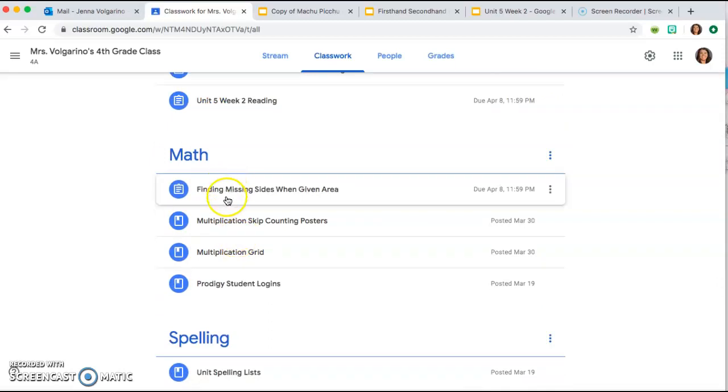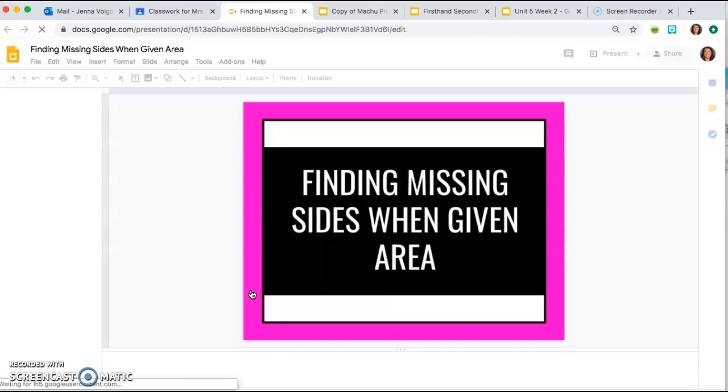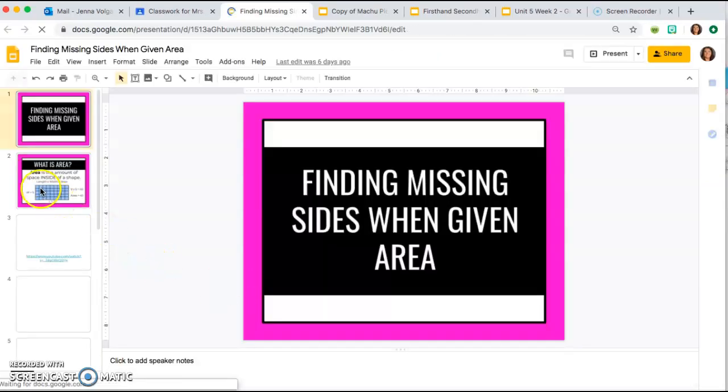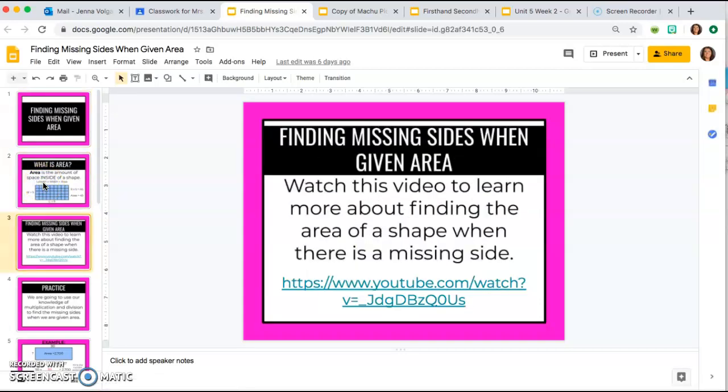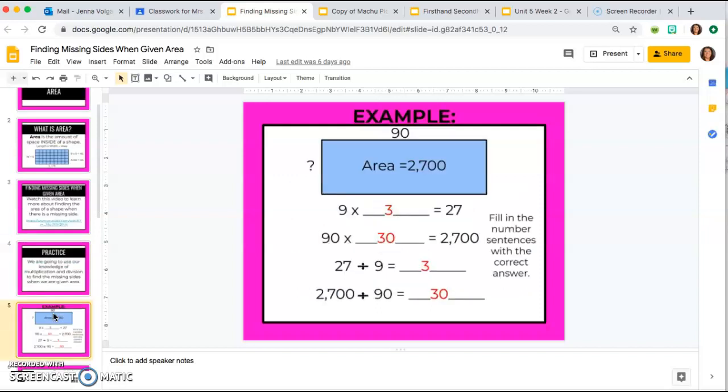Okay. For math, you have one assignment, finding missing sides when given area. This is going to be practicing our multiplication and our division. Okay. It reminds us what area is. And then you need to watch this YouTube video, this Khan Academy video, before you can do the practice. Okay, you need to watch this video first before you do the practice. Okay, then you'll read your directions, and you are going to be given an area of a rectangle.